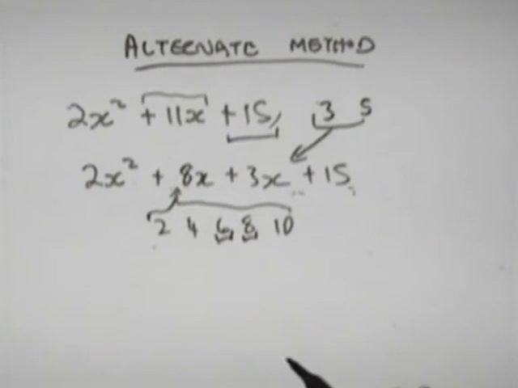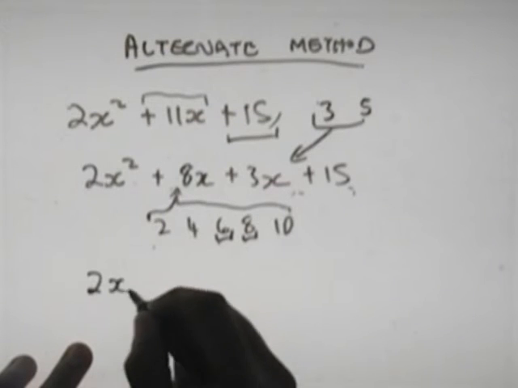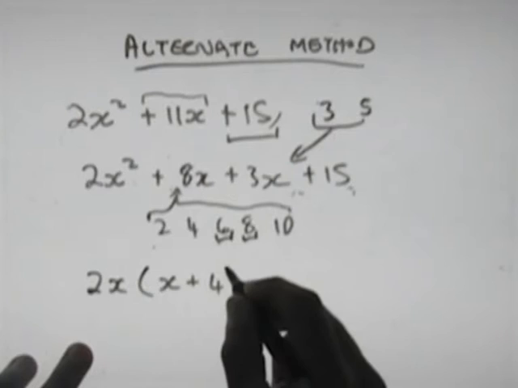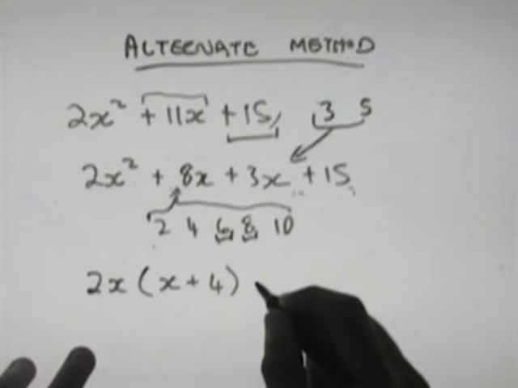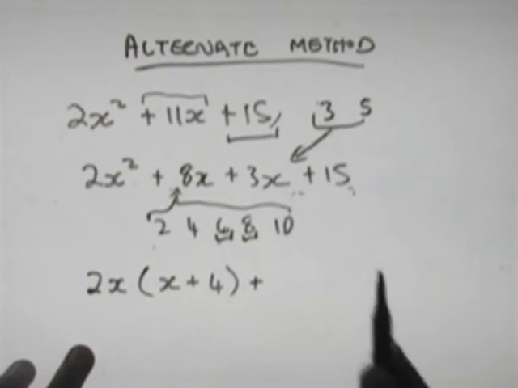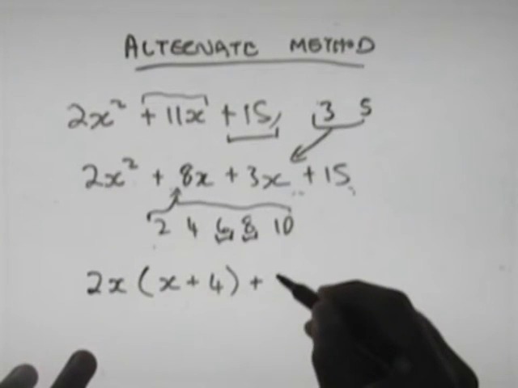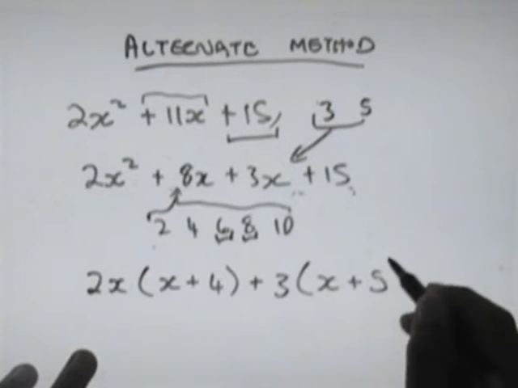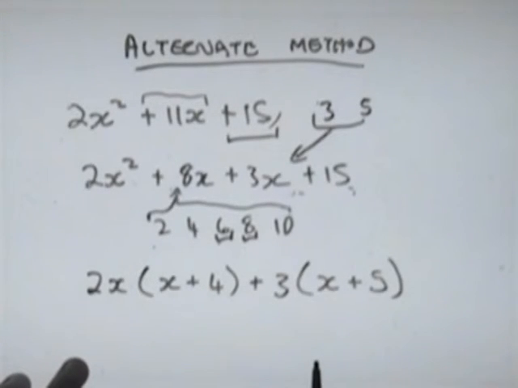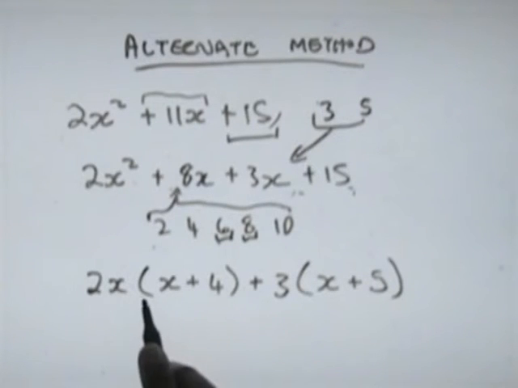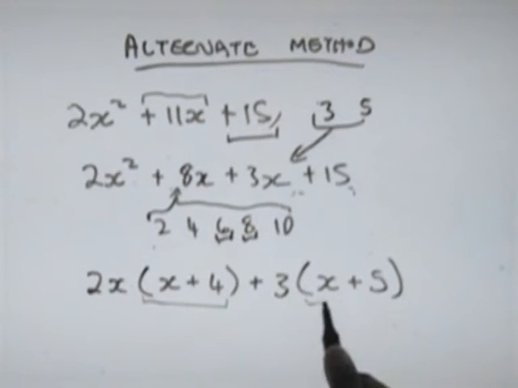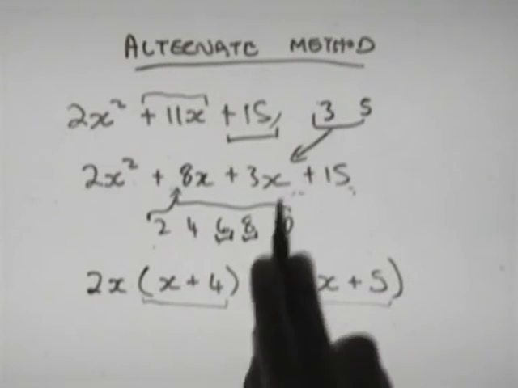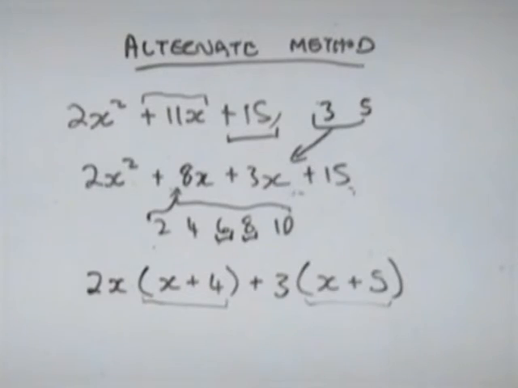Now, from this first one, take out a common factor of 2x. That will leave us with x plus 4. Plus, take out a common factor of 3. That will leave us with x plus 5. The problem with this is these two are not common factors, so we can't take this any further. So the 8x and 3x wouldn't work.